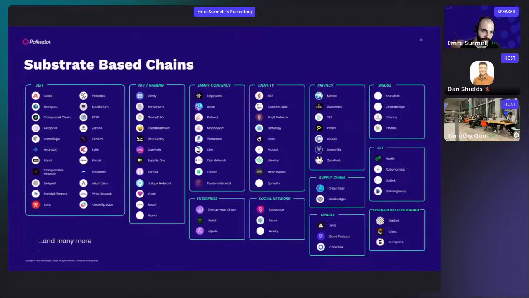So here are some interesting ones. We have DeFi, NFT, gaming, smart contracts, identity, privacy, bridging, IoT, supply chain, social networks, enterprise stuff. And some of these are already existing projects that had an ERC20 contract or their own implementation of a blockchain that they chose to then become a parachain to take advantage of the interoperability and the shared security that Polkadot provides. So there's a lot of opportunity in the ecosystem to develop decentralized applications by composing these different chains.